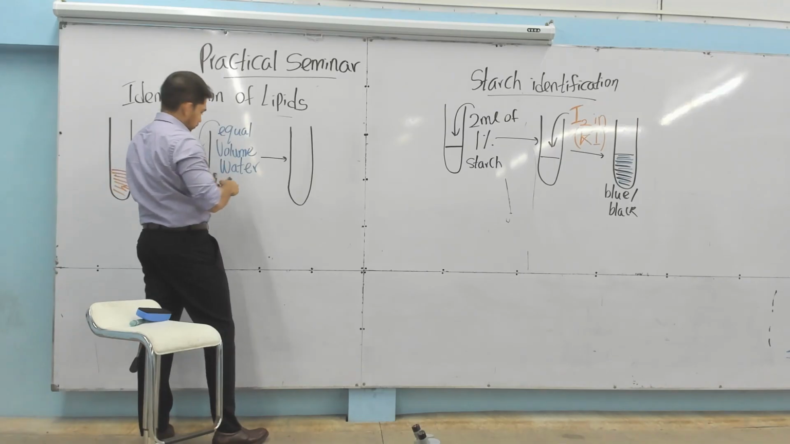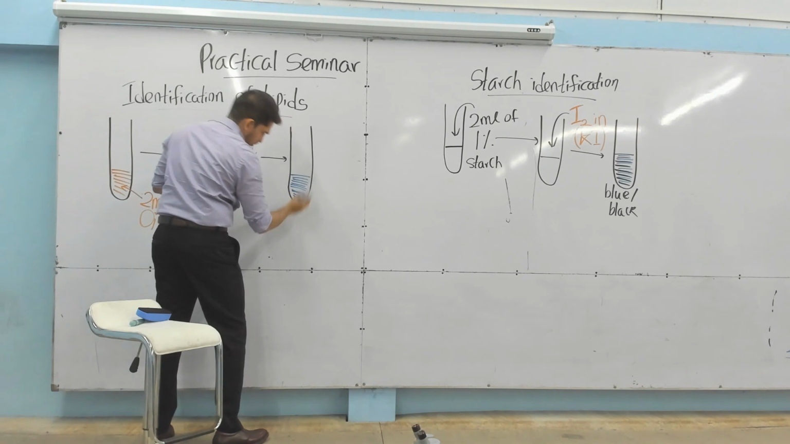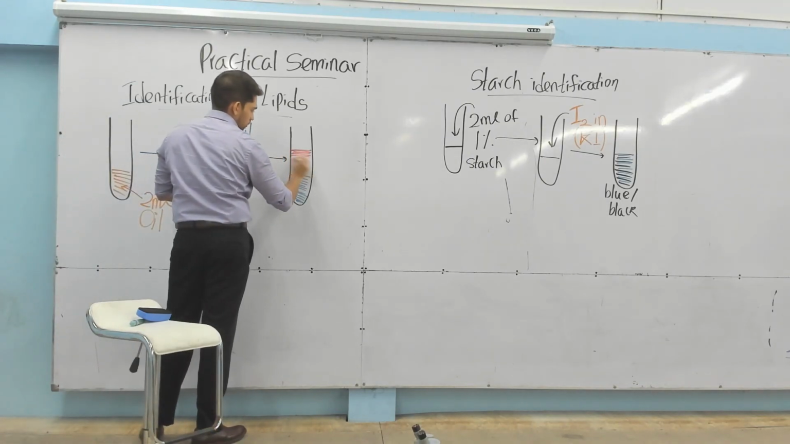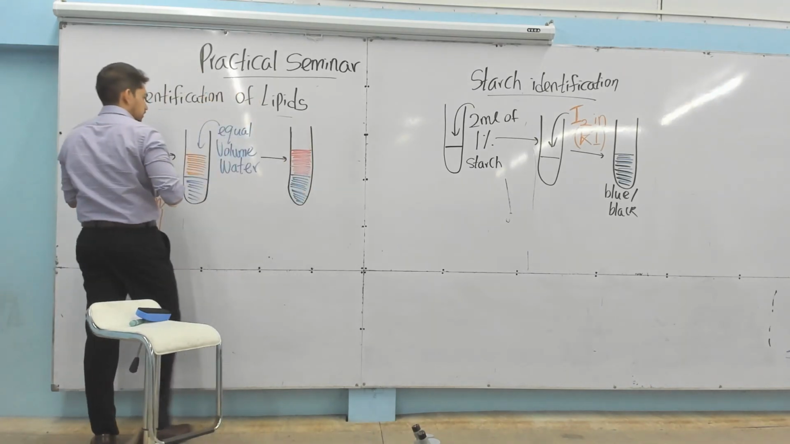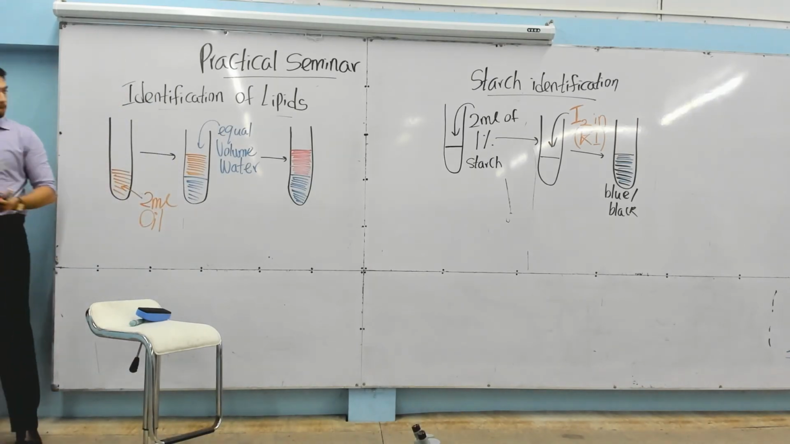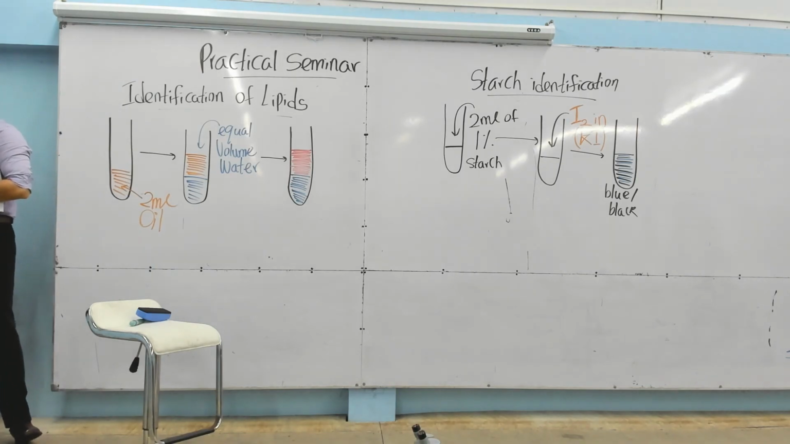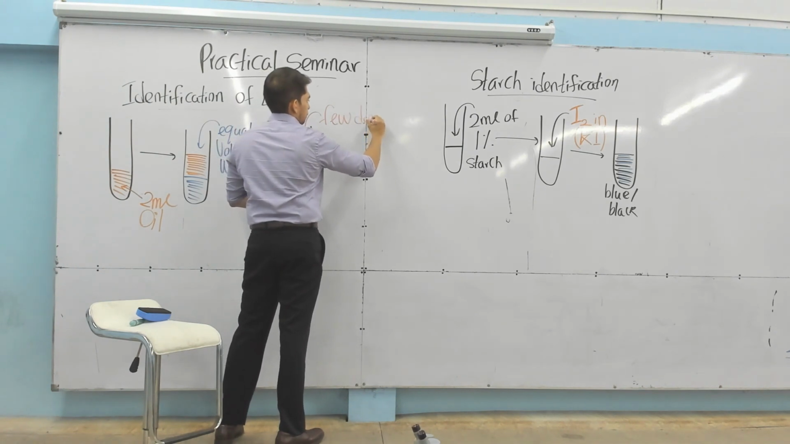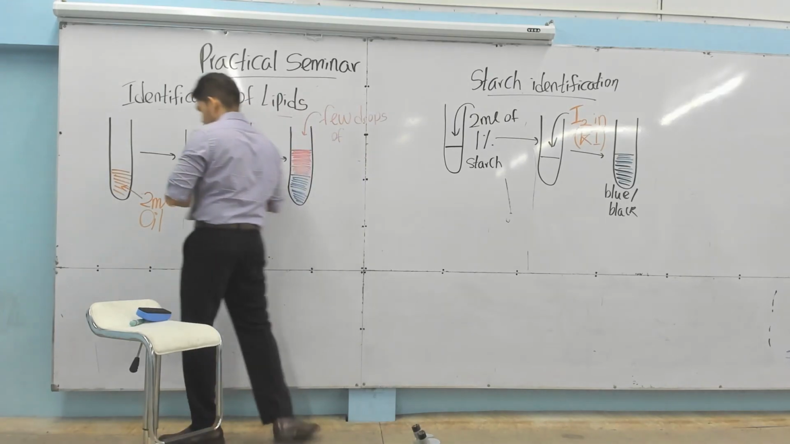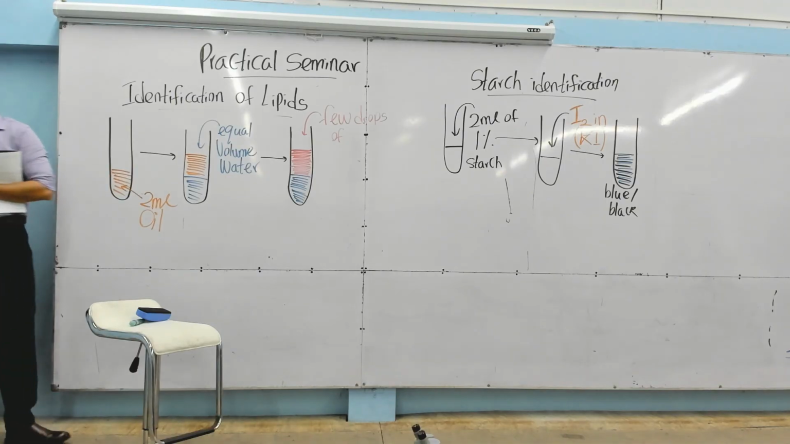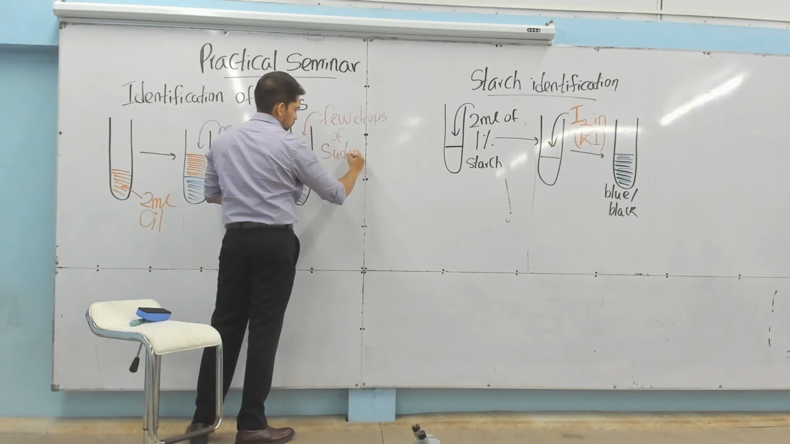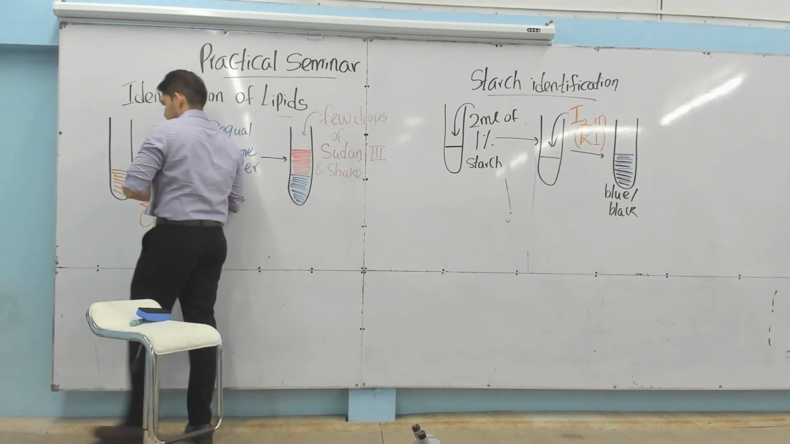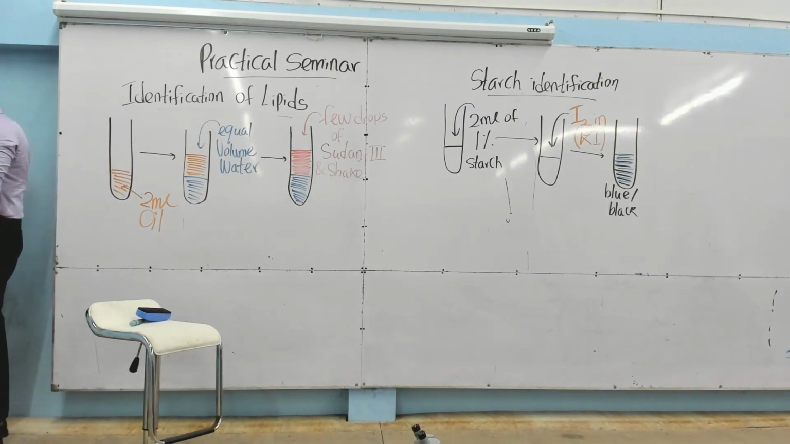So what happens when we add Sudan 3, right? What's going to happen? The water layer, no issue at all, remains unchanged. But the oil layer is going to change its color to red. Few drops of Sudan 3 and you shake well. Color of the water remains unchanged.